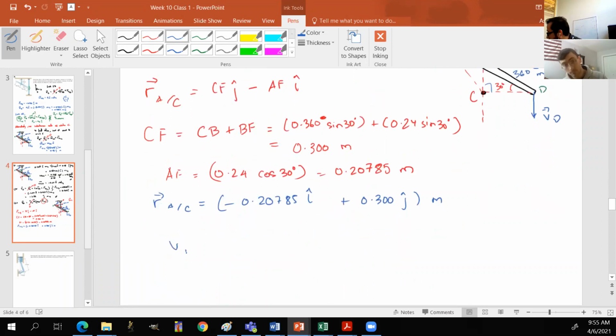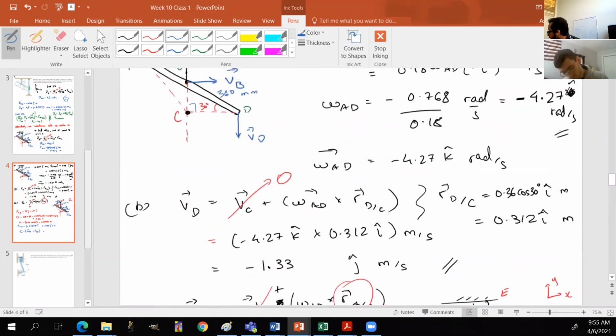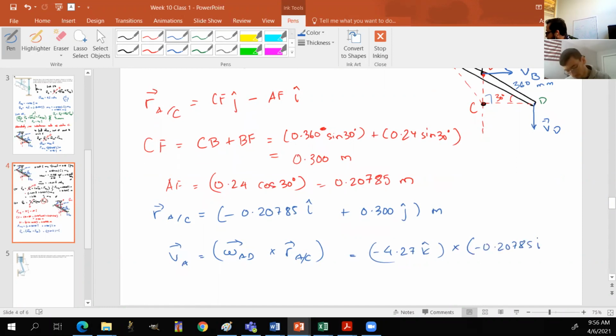So v of A is just equal to omega AD crossed with r of A relative to C. What was omega AD? Minus 4.27 k hat crossed with r of A relative to C, which is minus 0.20785 i hat plus 0.300 j hat. This is in meters and radians per second, so you end up with meters per second.